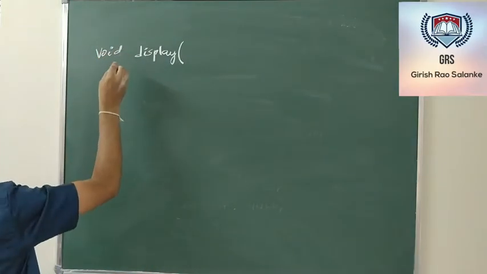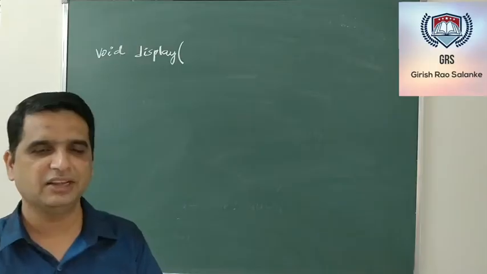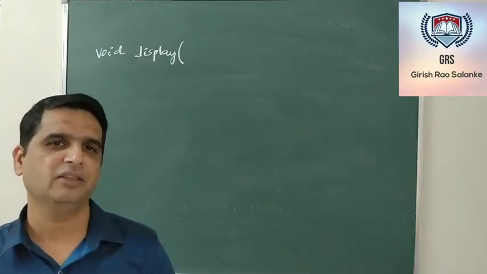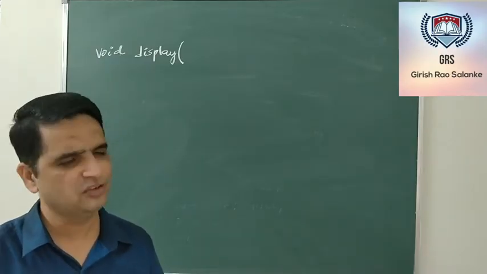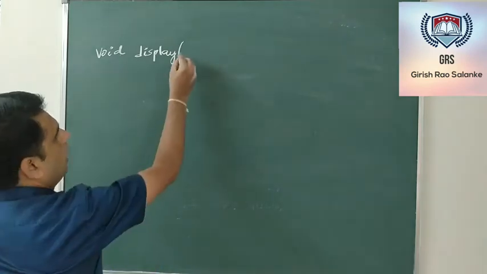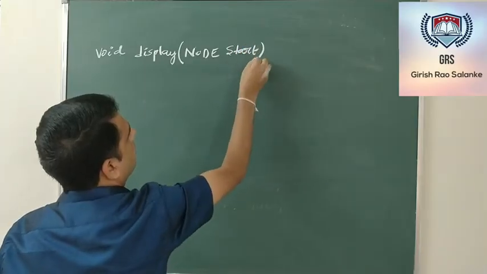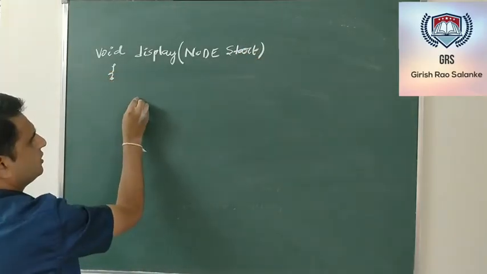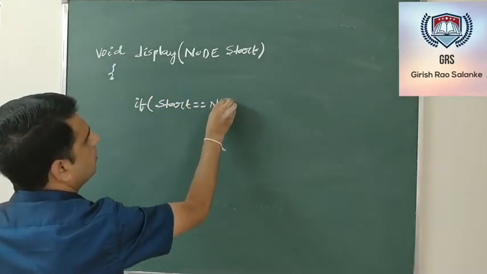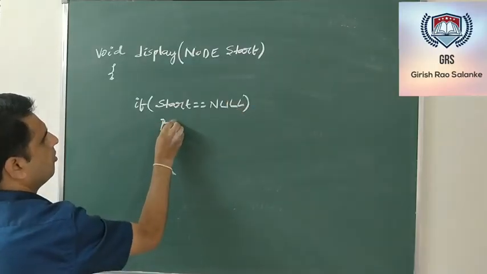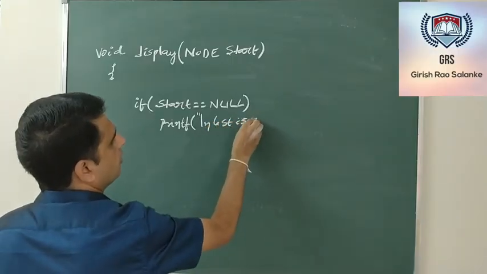Now in case of the insertion and the deletion function, after performing the insertion at the beginning or at the end, or the deletion from the beginning or at the end, I was returning the address of the first node. Now in case of display, I am not going to alter the number of nodes in the linked list, so I am having the return type of the function as void. Argument to the function is the reference of your list, that is node start. Same old things. If start is null, list is empty. I can't display anything. If start is equal to null, printf list is empty.